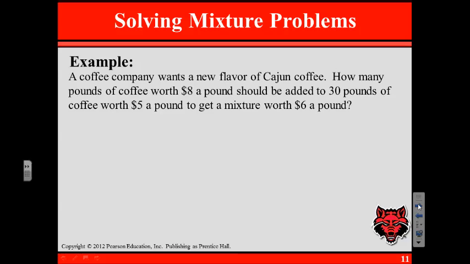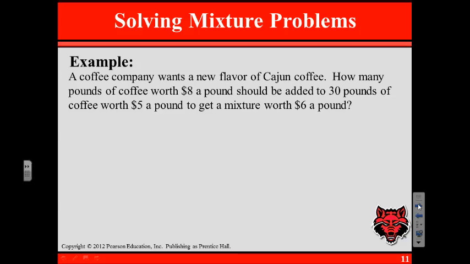A coffee company wants a new flavor of Cajun coffee. How many pounds of coffee worth $8 a pound should be added to 30 pounds of coffee worth $5 a pound to get a mixture worth $6 a pound?